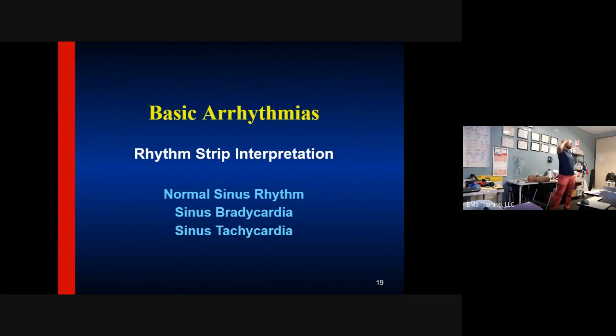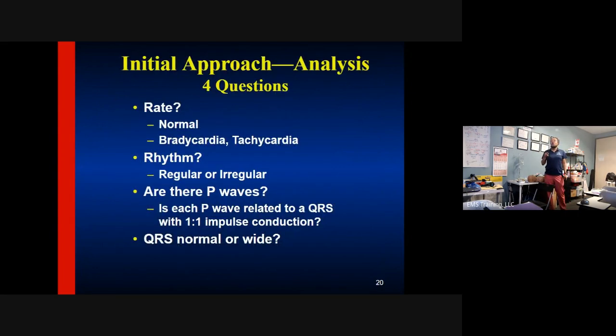Basic arrhythmia is rhythm strip interpretation. We're always going to do our 4-step approach to EKG interpretation. The EKG rhythms will never look alike. It's wrong for you to say, oh, it doesn't look like VFib, it doesn't look like VTAC. Why? Because you haven't analyzed the rhythm, and we're going to teach you how to analyze the rhythm.